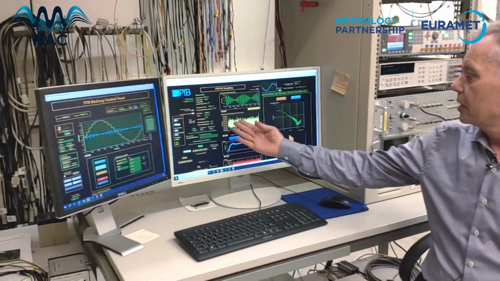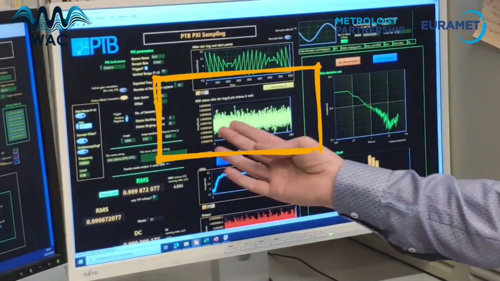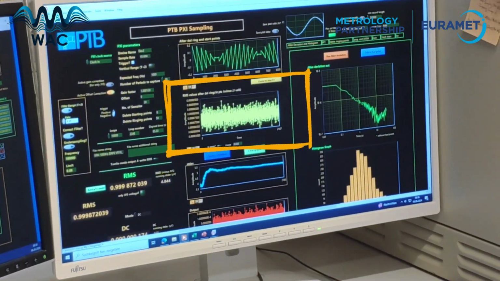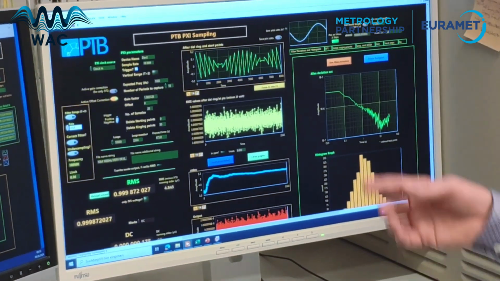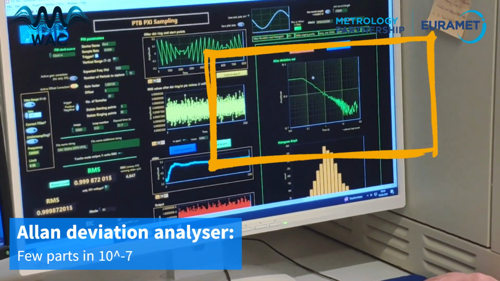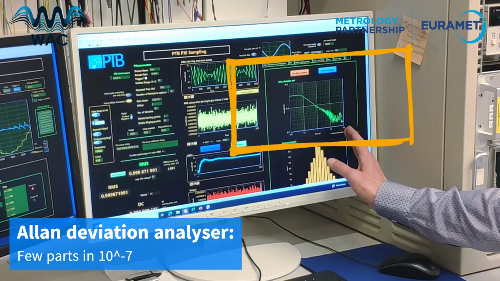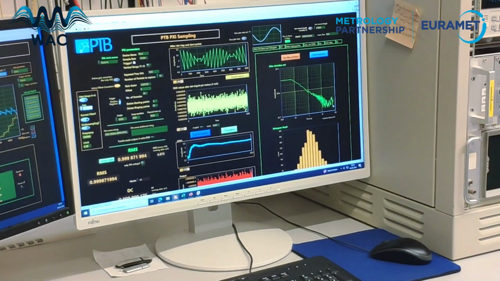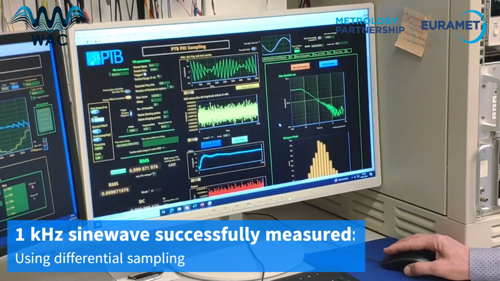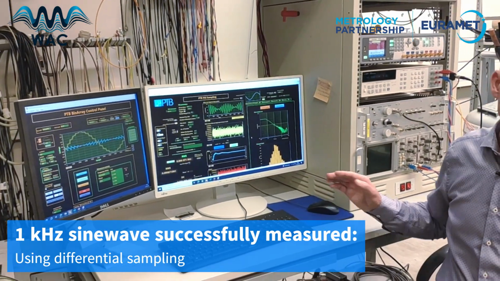Okay, now you can see we are taking the readings of the RMS value for quite a long time. Within the noise, the signal is constant. Usually in this program we have an Allan deviation analysis to show that with this calibrator we can go down to a few parts in 10 to the minus 7, and this level depends on the noise level of the calibrator. So this is a measurement of 1 kilohertz with the differential sampling.